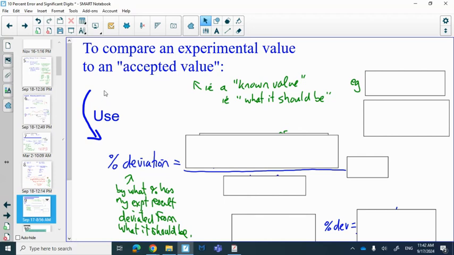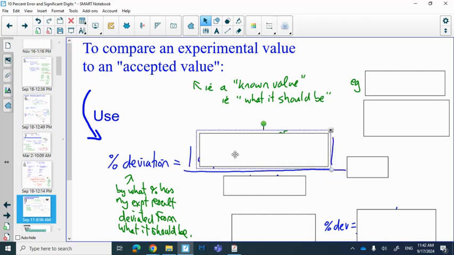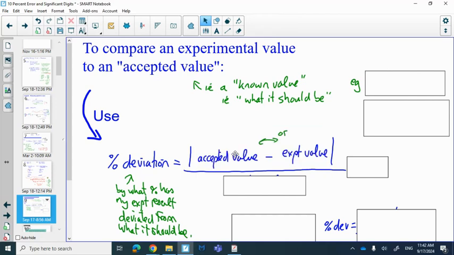Okay. The other type is sometimes called percent deviation. The main idea, though, is you're comparing an experimental value to an accepted value, a known value, like what it should be, right? So that kind of counts for more. What it should be counts for more. And so what you do for that one is you do your accepted value, take away your experimental value, or the other way around.